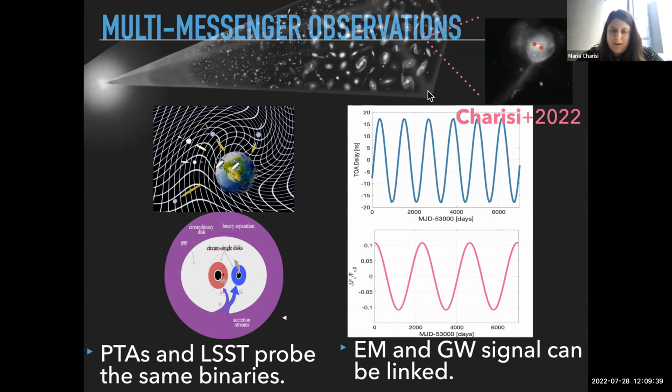And for example, here I'm showing a simulated signal of the supermassive black hole binary. This is how it would look in pulsar timing array data. And this is the respective Doppler boost emission in electromagnetic data. And you can see we can connect the two signals. The frequency of the gravitational wave is twice that of the electromagnetic wave, but otherwise we can put them together.